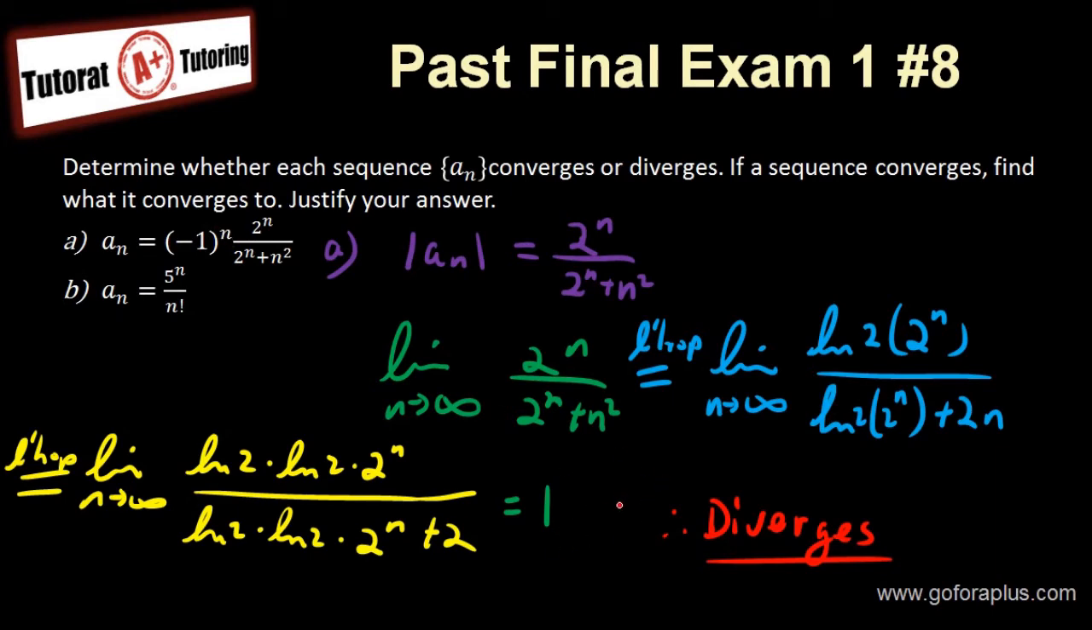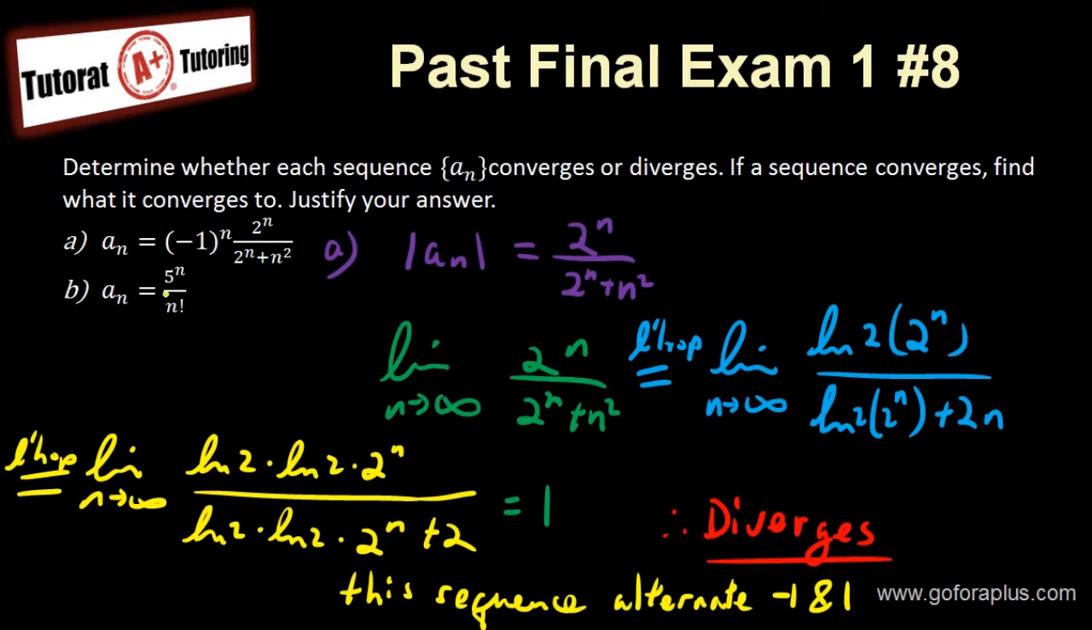And now if you want to put that on the exam, say that this sequence alternates between minus 1 and 1. So that's why it diverges.